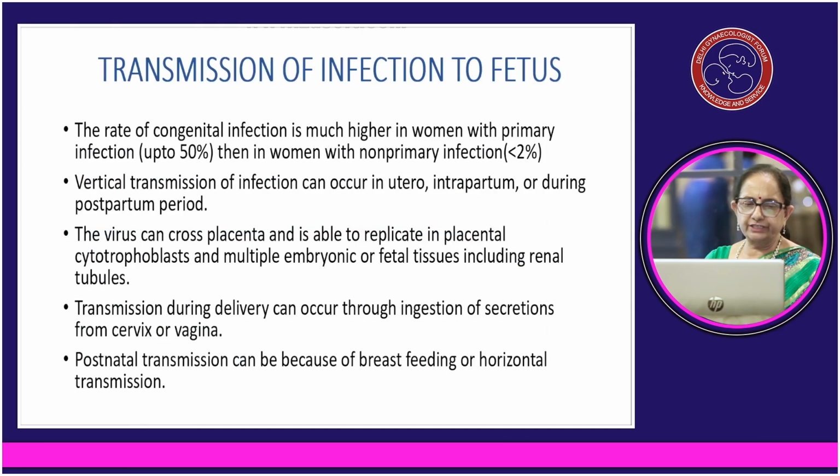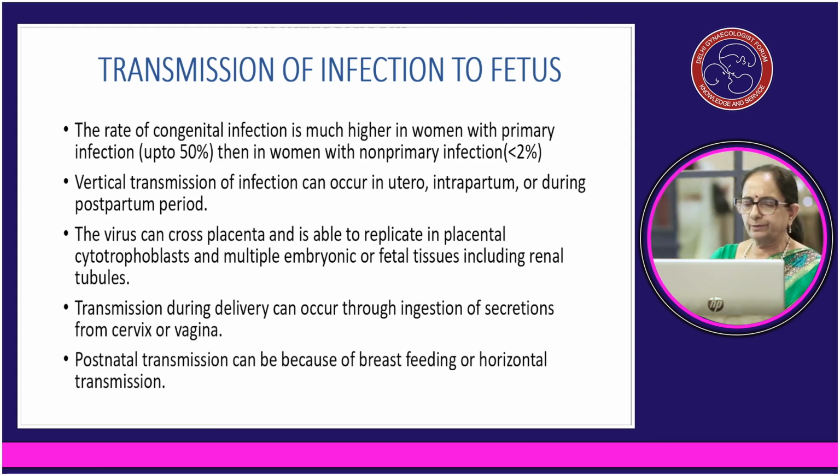Transmission of infection to fetus. The rate of congenital infection is much higher in women with primary infection, up to 50%, than in women with non-primary infection. In those cases, it is only less than 2%. Vertical transmission of infection can occur in utero, intrapartum, or during postpartum period.